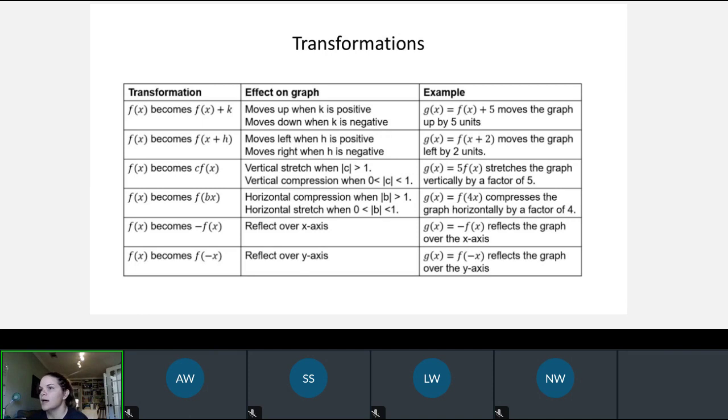All right. So, we have a couple different transformations. If the original parent function is f of x, and f of x has k added to it at the end, it's going to go up. Okay? If we subtract k outside of the parentheses, it's going to go down. So if it's adding or subtracting k and it's outside the parentheses, that means up or down.